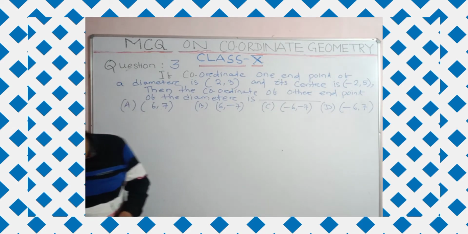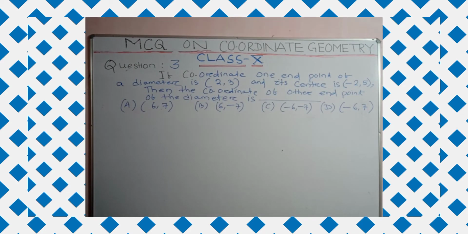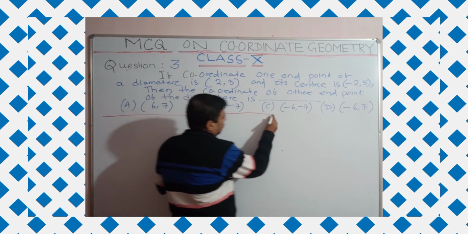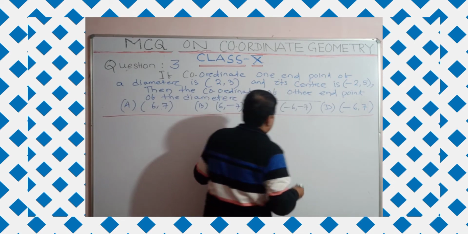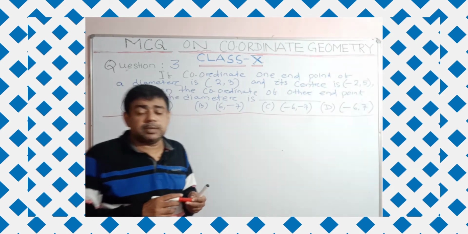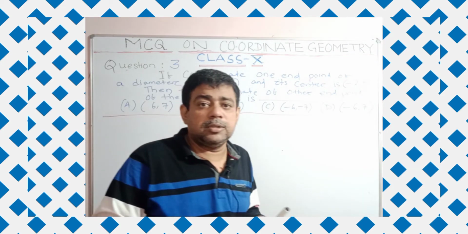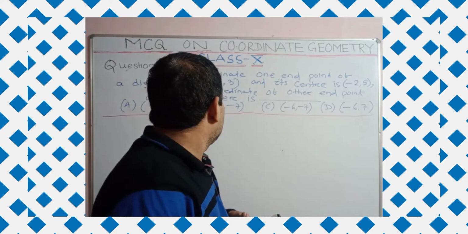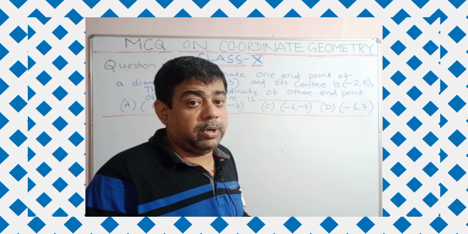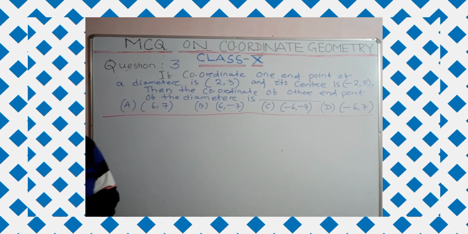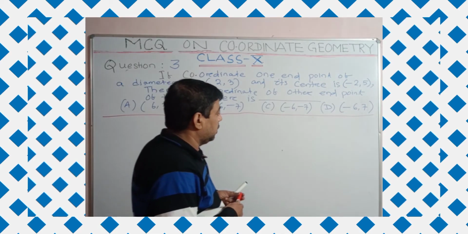Here we have to find the coordinate of the other end point of the diameter. We know the end points of a diameter lie on the circle. The coordinate of one end point of the diameter is given, which is (2, 3), and the coordinate of the center is given, which is (minus 2, 5).